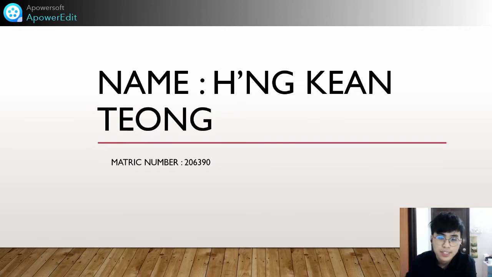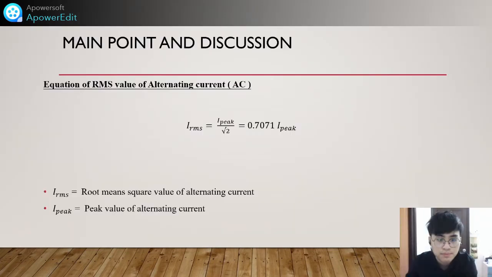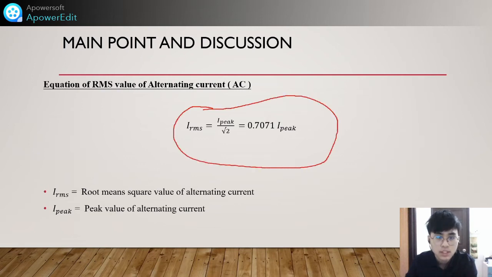Hello guys, my name is Ng Kian Tiong and my matrix number is 206390. So now I'm going to present the main point and discussion part. Let me introduce you to the equation of RMS value of alternating current. So the formula will look like this: Irms equals I peak divided by square root 2, or you can write 0.7071 times I peak. So what does Irms mean? Irms means the root mean square value of alternating current, and I peak means the peak value of alternating current.